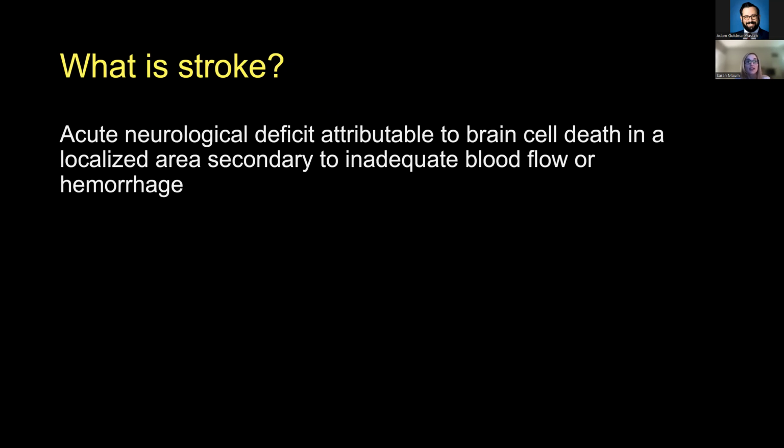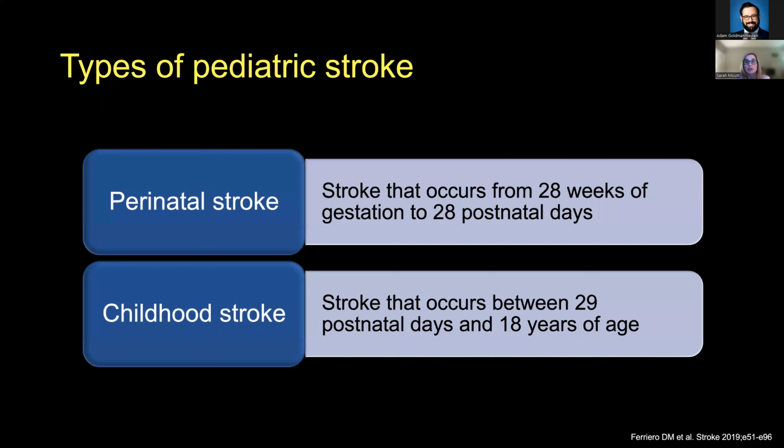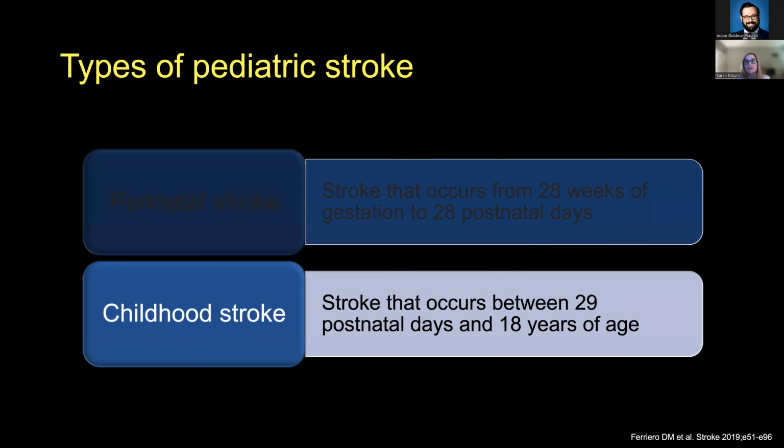As we know, stroke is an acute neurologic deficit attributable to brain cell death in a localized area, secondary to inadequate blood flow or hemorrhage. In pediatrics, there are two types of stroke to consider. First, perinatal stroke is stroke that occurs from 28 weeks of gestation to 28 postnatal days. This is a vast topic in and of itself, which we will not be covering today. For our discussion, we'll be focusing on the second type of stroke in pediatrics, childhood stroke, which is stroke that occurs between 29 postnatal days and 18 years of age.